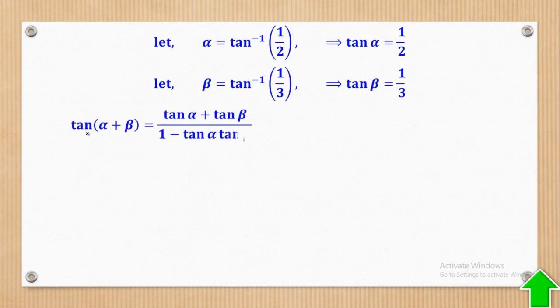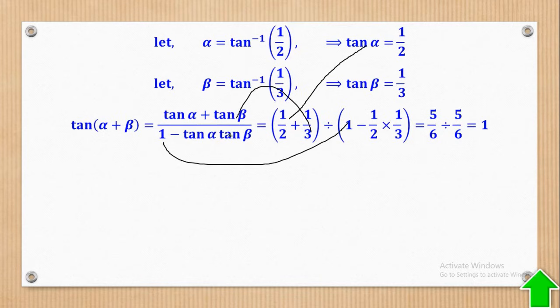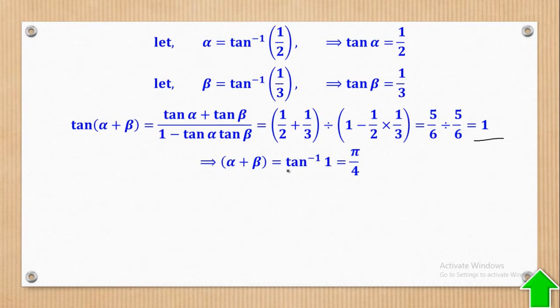Therefore we already know that tan(alpha plus beta) expands as tan alpha plus tan beta over 1 minus tan alpha tan beta. Then substitute. We know that tan alpha is a half and tan beta is a third. Then divide by 1, which is here. Tan alpha is here, multiplied by tan beta, which is there. Use the calculator, you'll come up with 1. What does that mean? It means that alpha plus beta is equal to arctan 1, which is pi over 4.